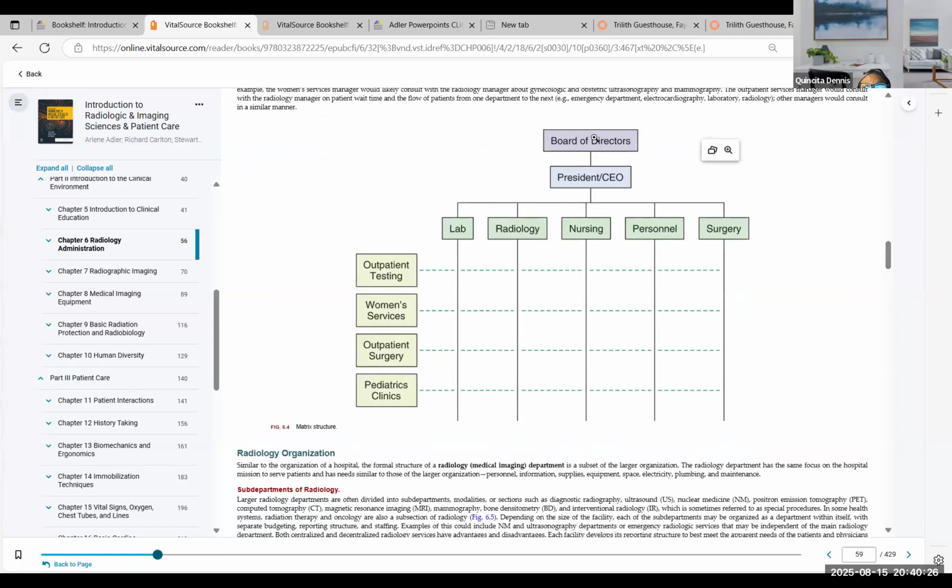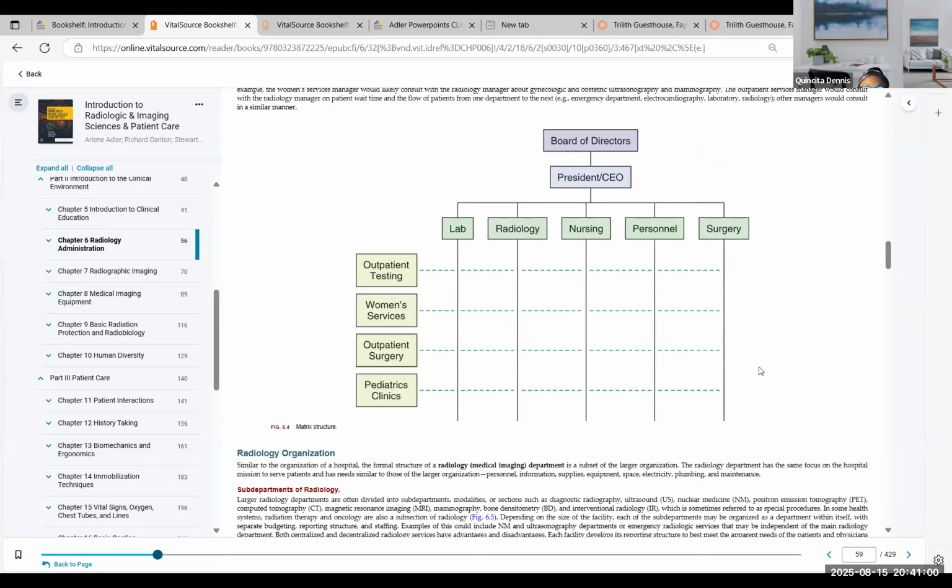So this is, I won't say it's specific to radiology, it's still split. We have lab, radiology, nursing, personnel, and surgery, all reporting up to the president and CEO. And then, of course, the president and CEO reports to the board of directors. Under each of these, you can see outpatient versus women's services versus outpatient surgery and peds. So this is basically the matrix structure.